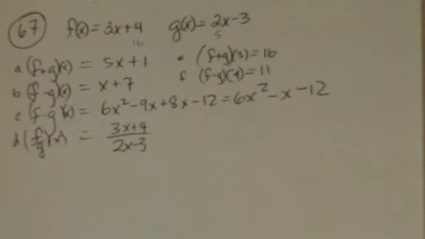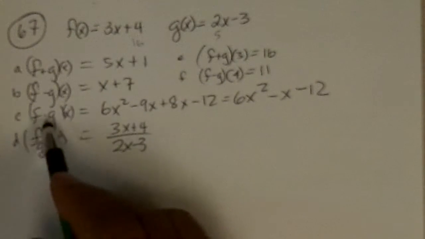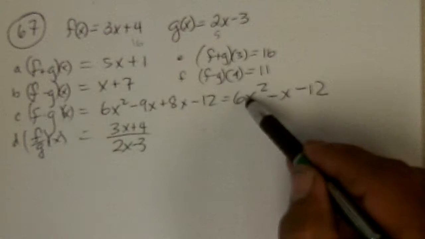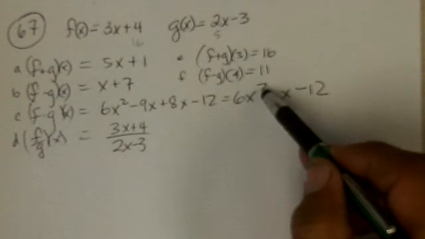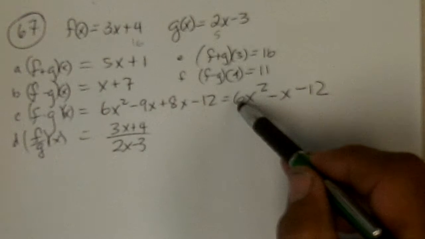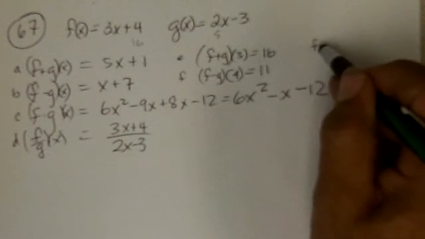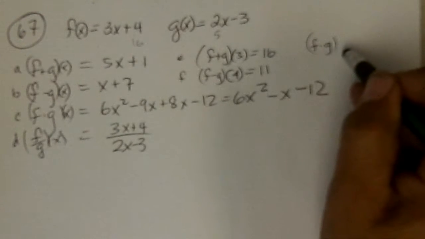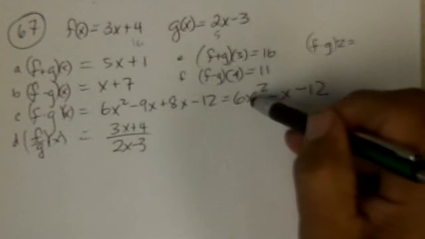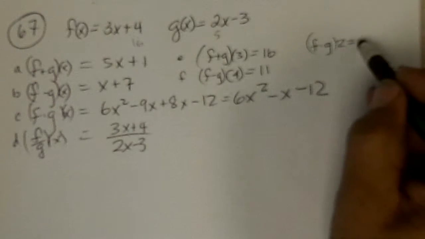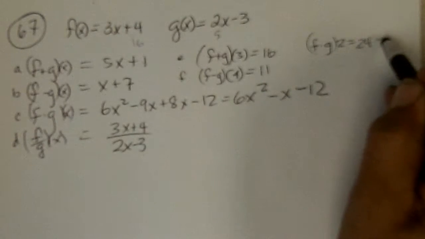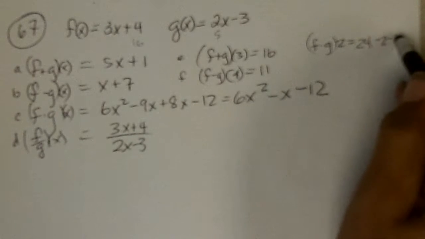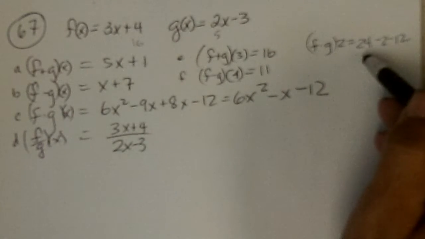Same answer either way. f times g of 2, so I can just put 2 into here. 2 squared first, 4 times 6, 24. f times g of 2, I get 4 times 6, 24, minus put a 2 in there, 2 minus 12. So that is 10.